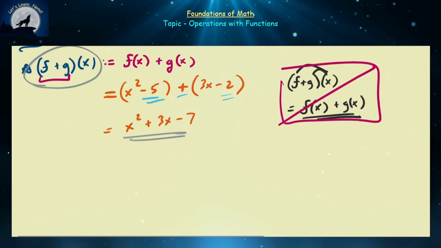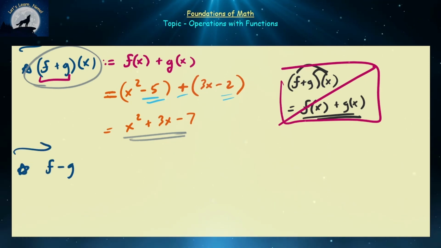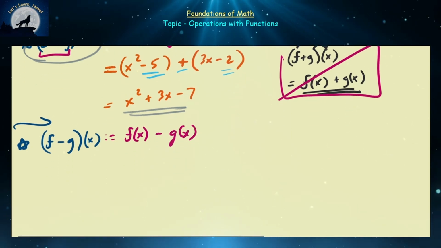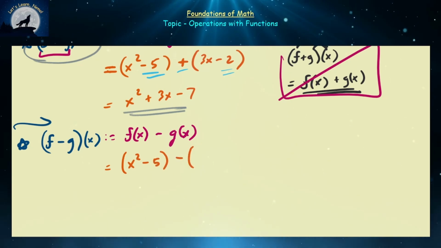So how would we define the difference of functions? We define the function f minus g of x to be equal to, and you probably can already guess, f of x minus g of x. So for our particular example, what would that be? That's going to be equal to x squared minus 5 minus (3x minus 2).